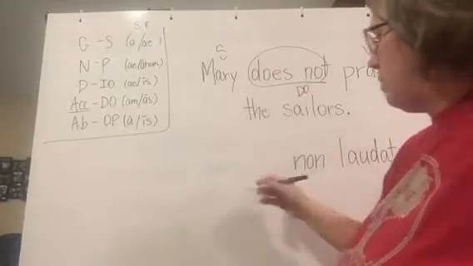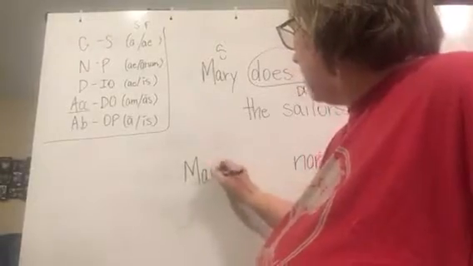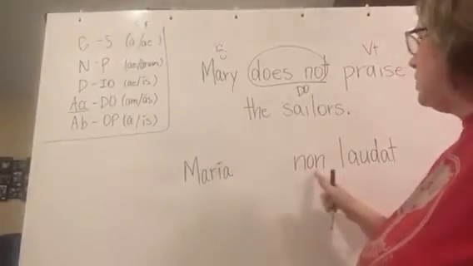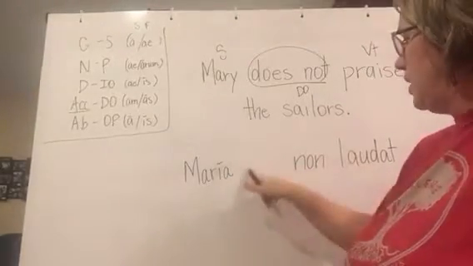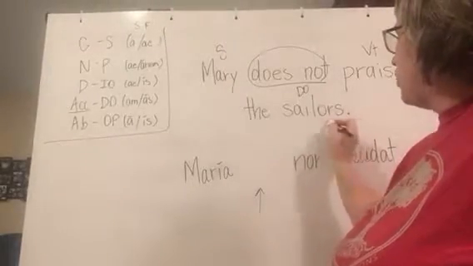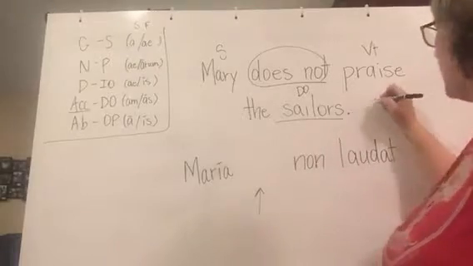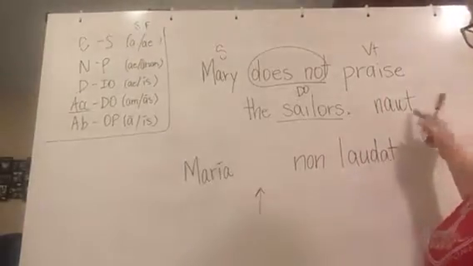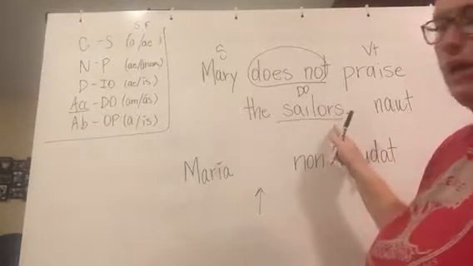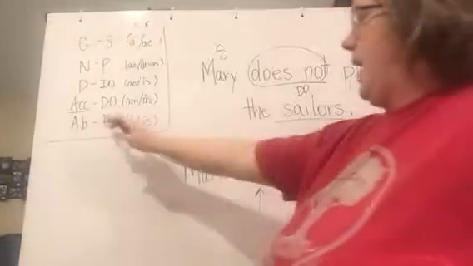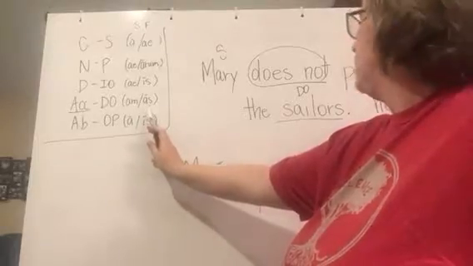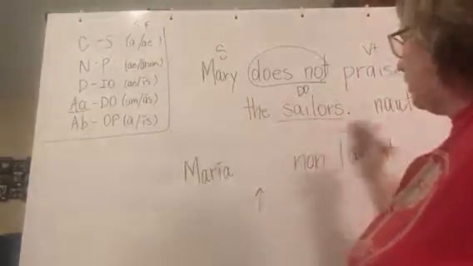Okay, and then our subject would go at the beginning. So we have Mary here. Maria does not praise the sailors. Okay, so here is where we put our direct object for the Latin. So let's look at our direct object. It's sailors. Well, we know sailors is going to be our root here. And then we need to decide what ending goes on it. Okay, so let's look at the direct object. It's our direct object. And then we look at the endings. Is it singular or plural? Well, it's plural.